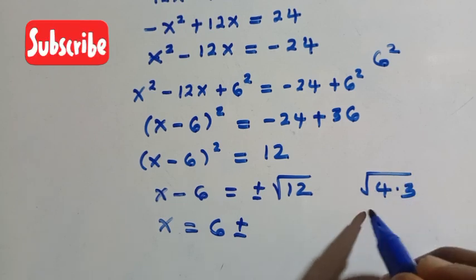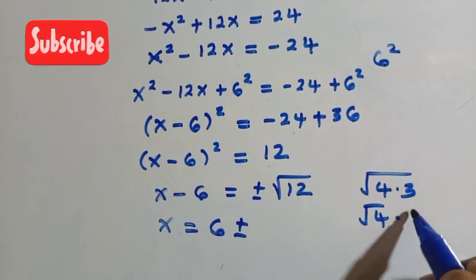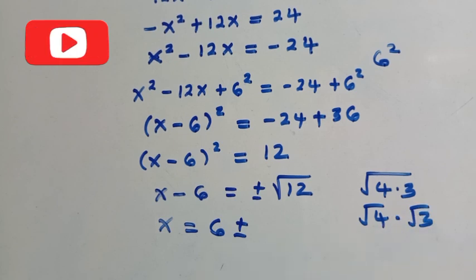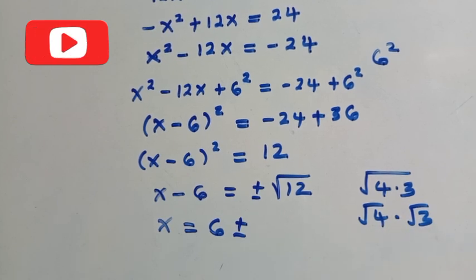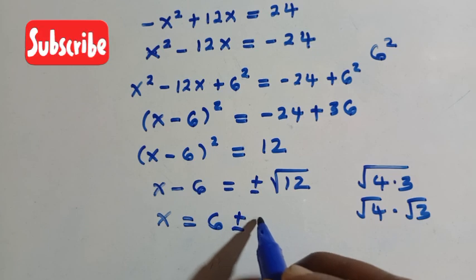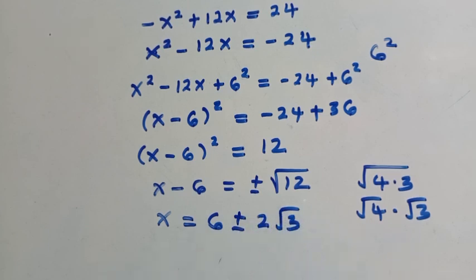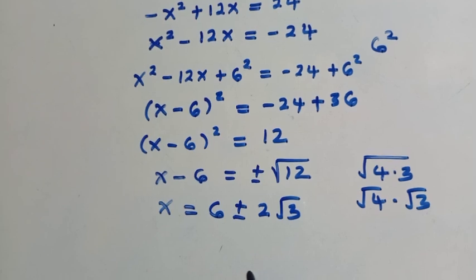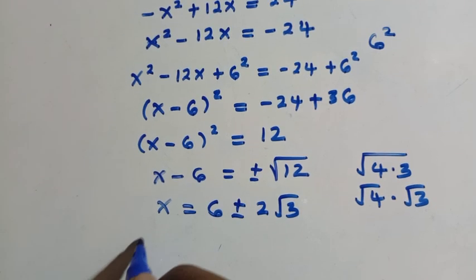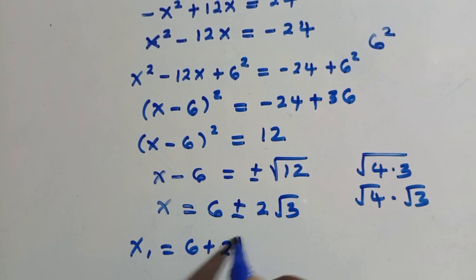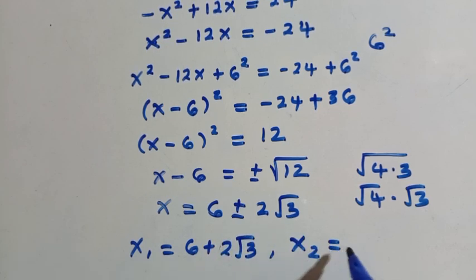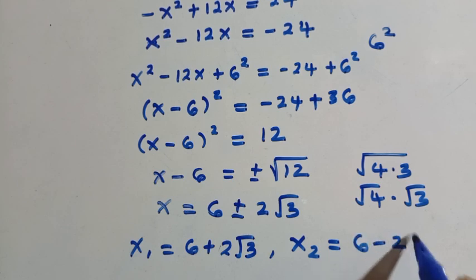And we can easily separate this as square root of 4 multiplied by square root of 3, according to the rule of surds. And square root of 4 here is 2, multiplied by root 3. So we leave our answer in surd form. So from here, we have x1, which is 6 plus 2 square root of 3, and we have x2, which equals 6 minus 2 square root of 3.